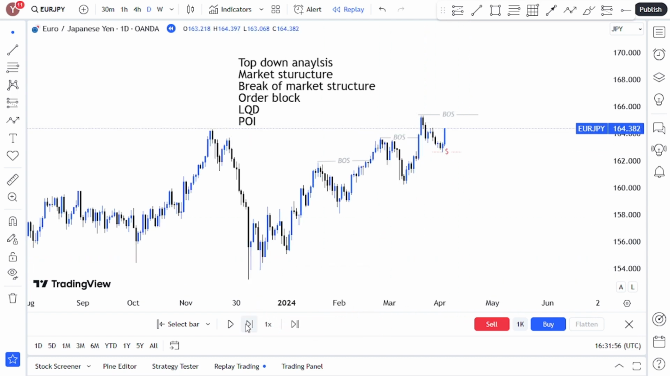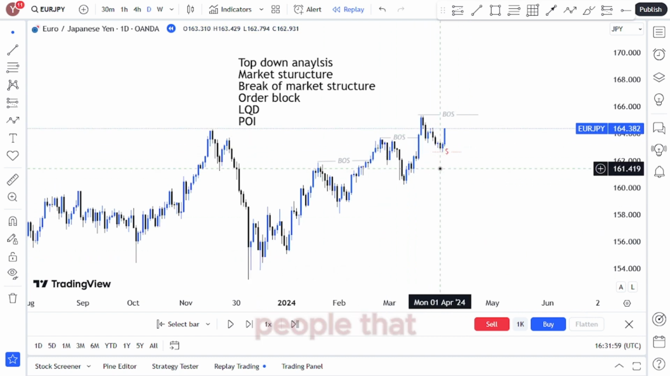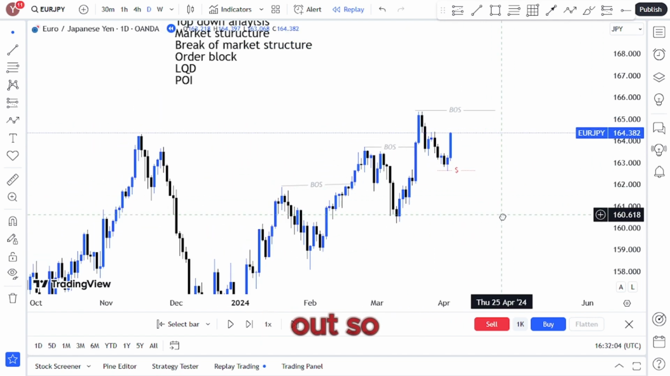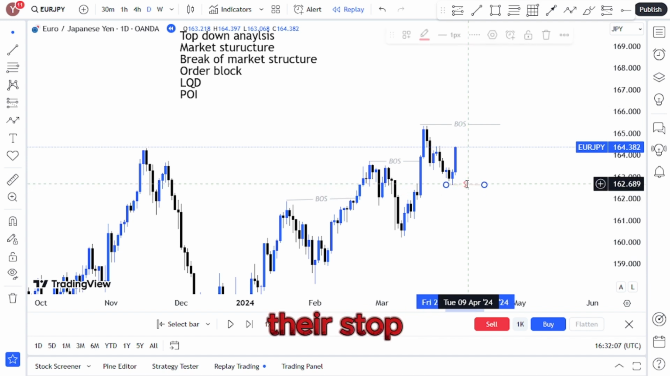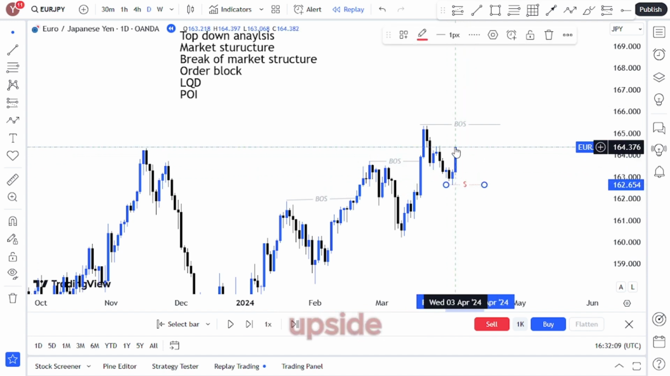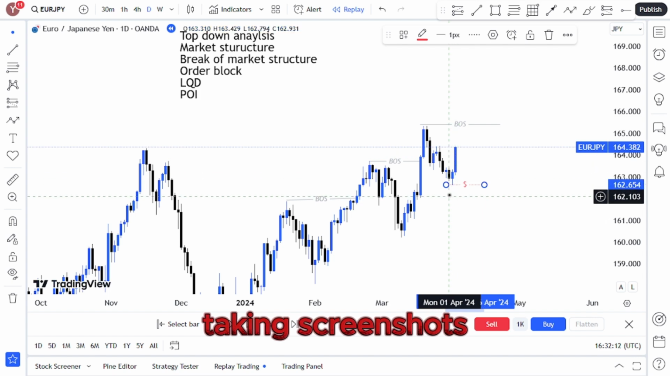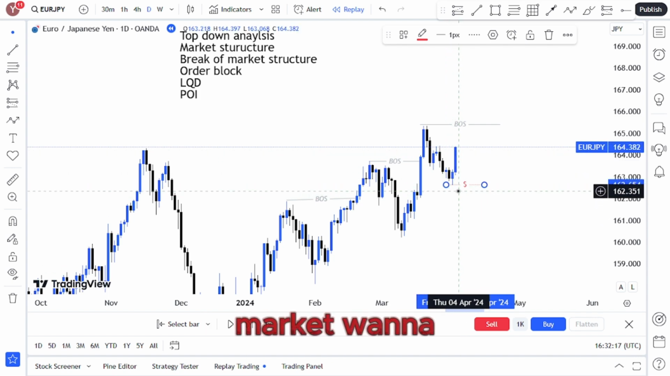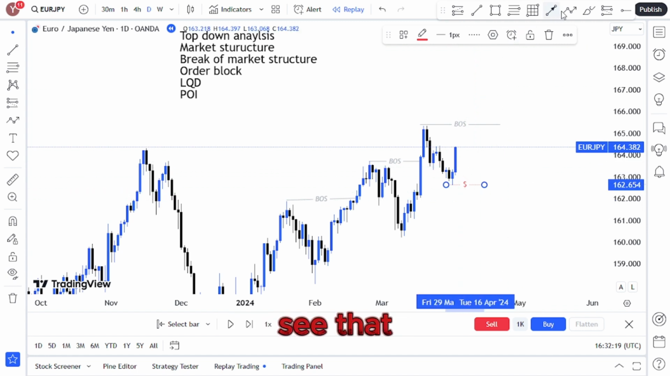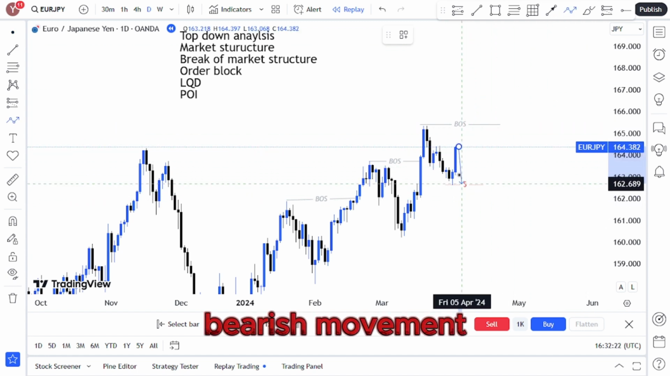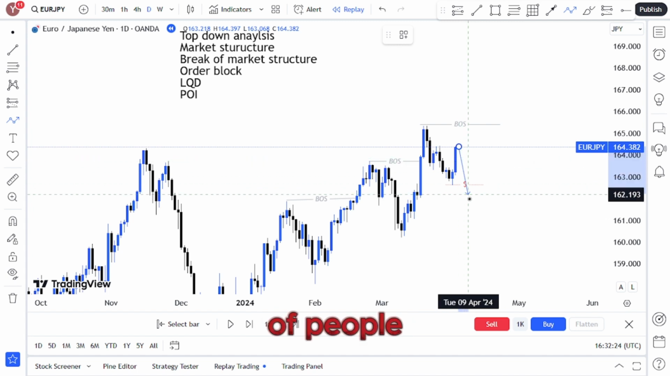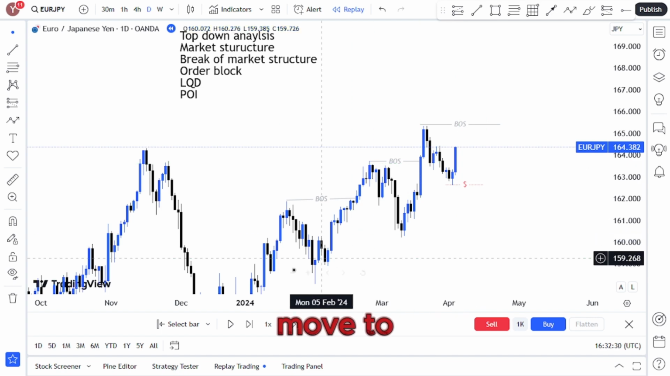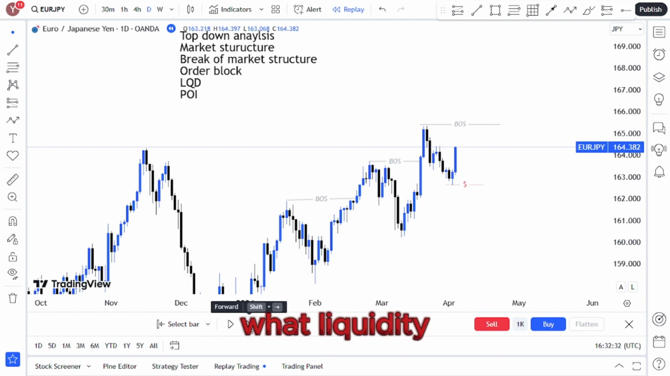So this is it. Can you see that price push to the upside? So now people that were buying, they kept their stop losses below here. Again, let's zoom out. People that are buying kept their stop losses below here, and price is moving to the upside. So now they are happy. They are taking screenshots on Snapchat, on Instagram, telling people that I'm the boss right now. So when the market wants to manipulate them, you're going to see a bearish movement that will take out a lot of people's stop losses, a lot of people's money before price starts moving to the upside. And you'll be like, oh, I knew that price was going to move to the upside. It's because you don't understand what liquidity is in the market.